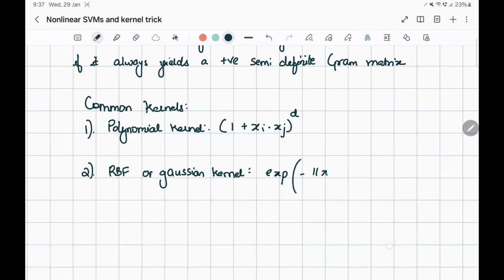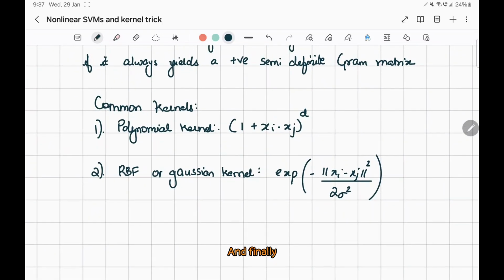So is the normed difference of xi and xj upon 2 sigma squared. And finally, sigmoid kernels like tanh.